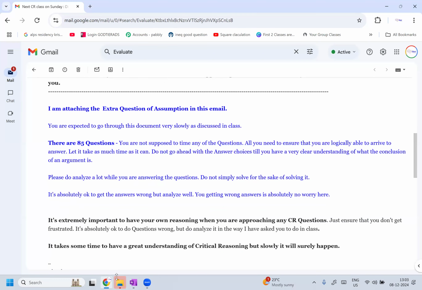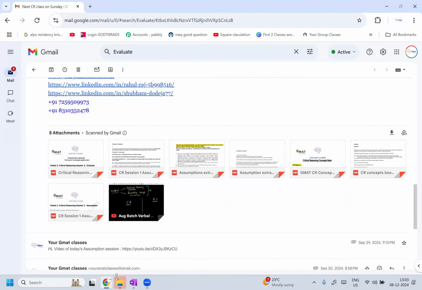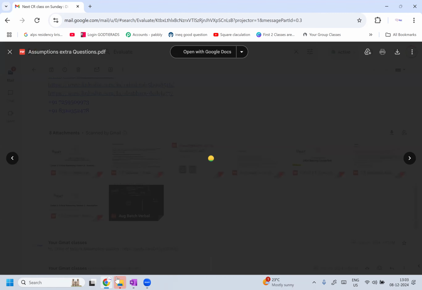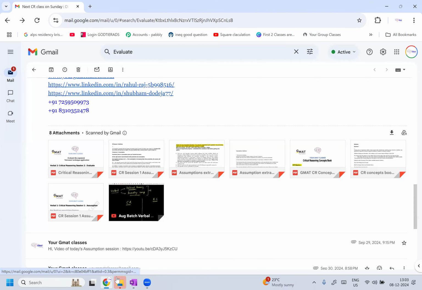You are not supposed to be bothered by looking into the document that I have attached over here. Please understand, the CR concept book is a document that has already been given to you. Assumptions questions is something critical reasoning. These 2 documents were already given to you last time, but I've attached them here as well, and the assumptions extra questions and their solutions. So all I want is that once you are done with the assumptions handout till question number 9, please go to the extra questions.